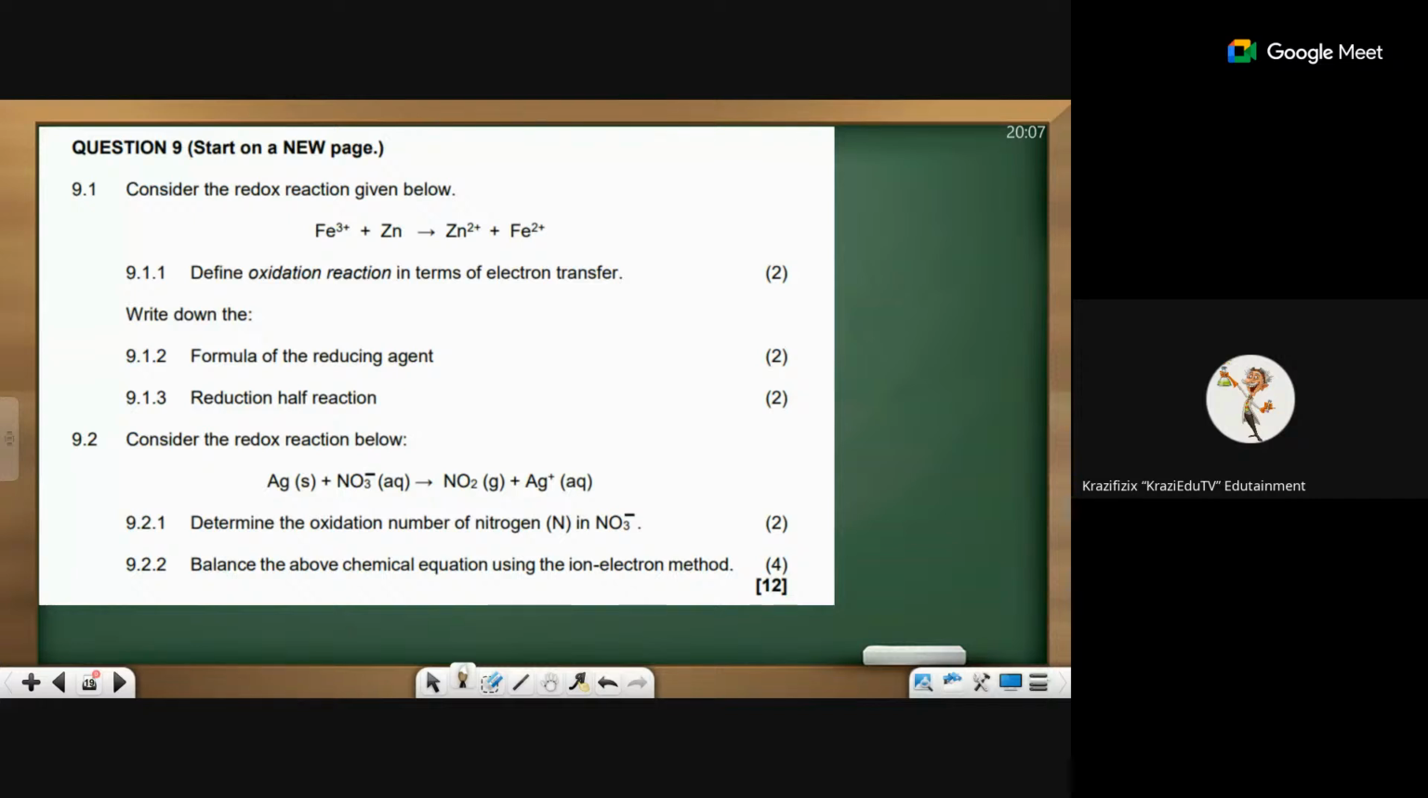Define oxidation, boom, done. Formula of the reducing agent, find what is oxidized by using oxidation what? Numbers. Reduction half reaction, we did that today. Consider the redox, determine the oxidation number, we did that calculation. Balance the above equation using ion electron method, that's the balancing. Come on, 12 marks. I'll give you just that one question to play around with. It's on the group right now.